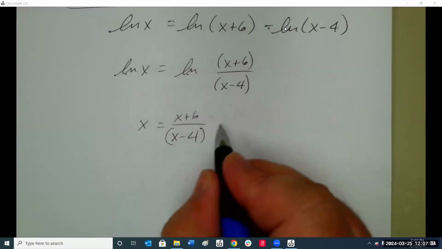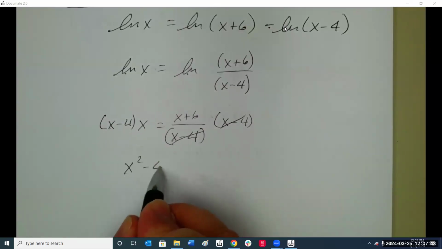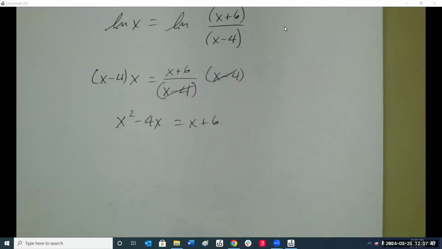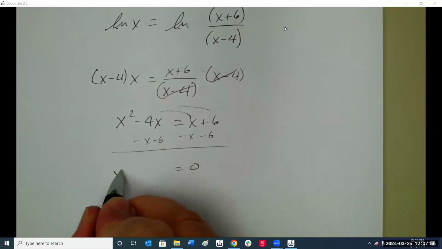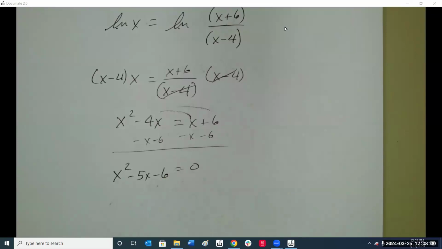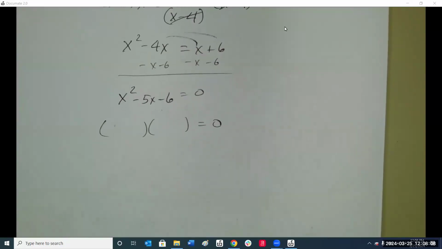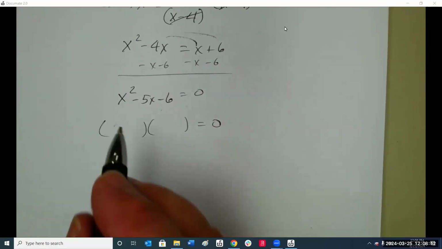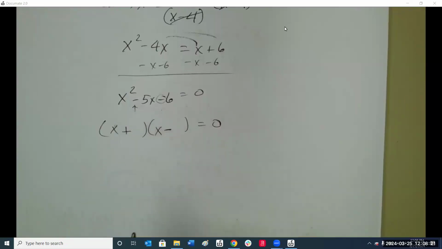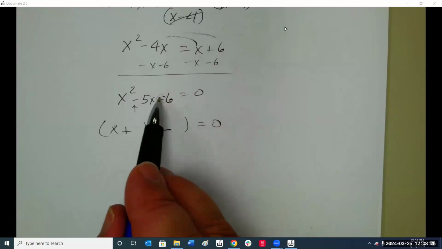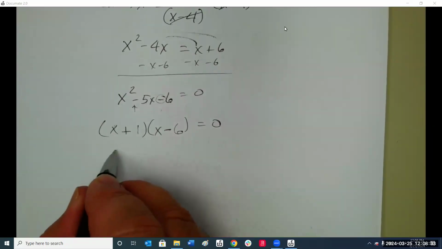Now it's just algebra. Multiply x minus 4 to both sides. We have x squared minus 4x equals x plus 6. Move those over: x squared minus 5x minus 6. Now we can factor. The second sign is a minus, that means they're opposite signs. The bigger number gets the minus. What times what is 6, and when you subtract them, you get 5? 6 and 1. Set them both equal to 0.